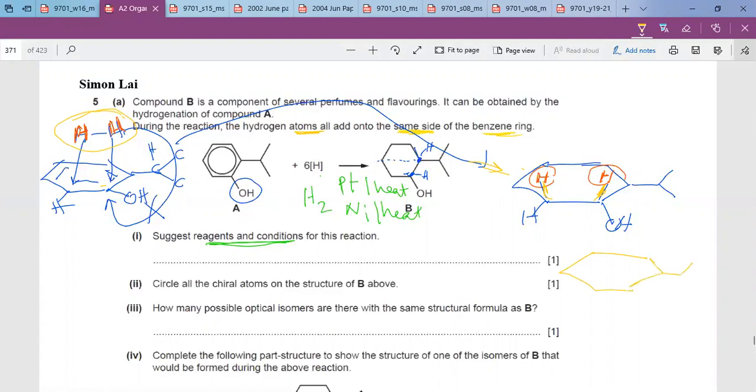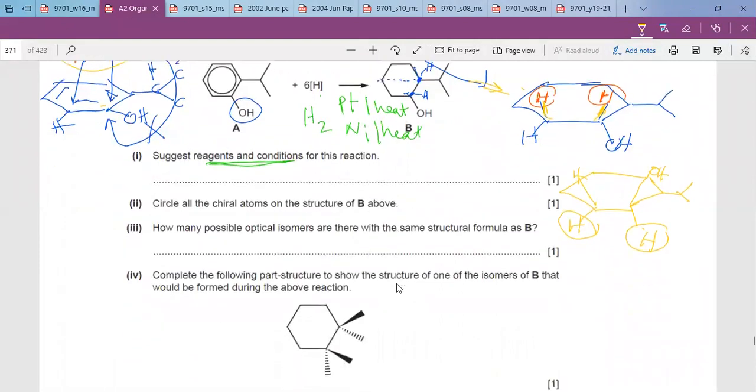Here, go out here, and the OH should be here, and the H be here, and the H be here, and the H be here. So these two are the added ones. Either way you get the mark.